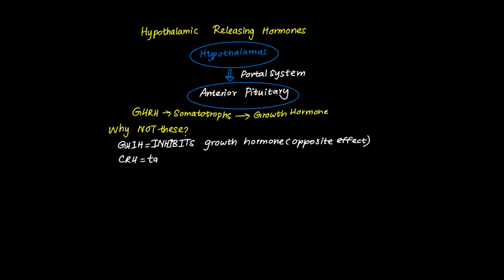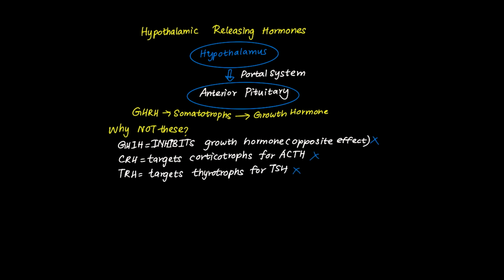CRH is corticotropin releasing hormone, which targets corticotrophs for ACTH, completely different pathway. TRH is thyrotropin releasing hormone, which targets thyrotrophs for TSH. Each releasing hormone has a specific match in the anterior pituitary.